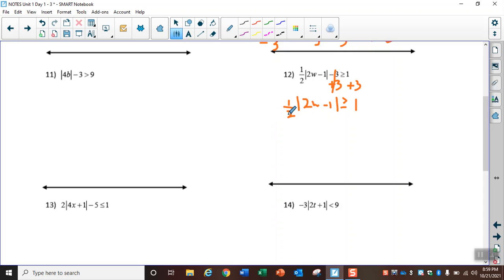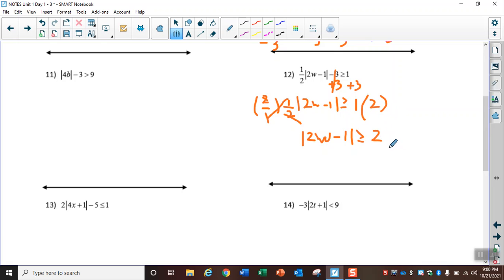All right, now I want to get rid of the 1/2. So 1/2 times something, so you divide by 1/2. But you don't divide by fractions. What you're going to do is multiply by the reciprocal. And the reciprocal of 1/2 is 2/1. So you have to do that on both sides. Well, 2/1 is just 2. So I'm multiplying both sides by 2. All right, that crosses out. And so what I've got is the absolute value of 2w, oh my gosh, it's hard to make w's without a pen, minus 1 is greater than or equal to 1 times 2, which is 2.